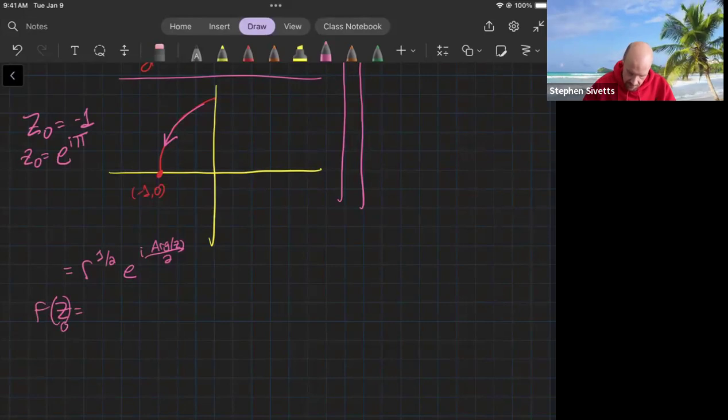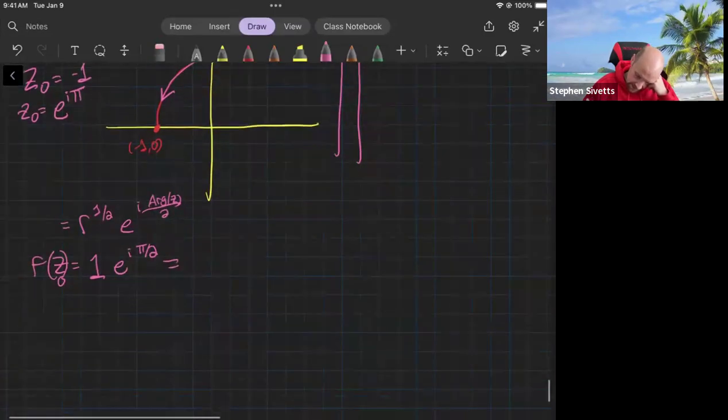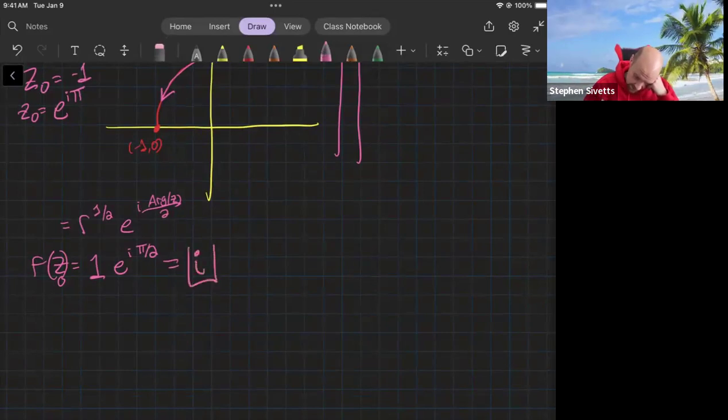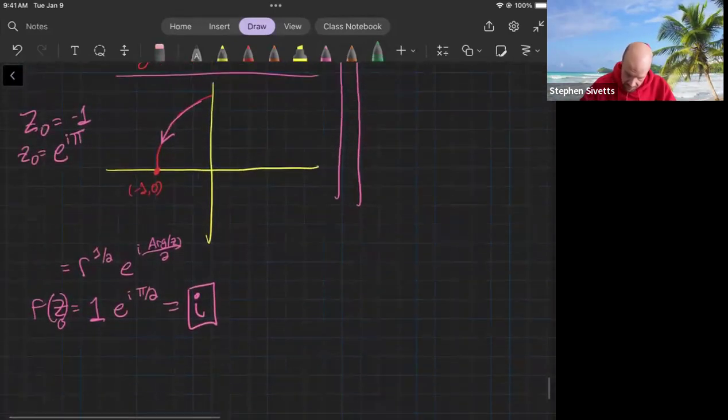So this would equal, so minus pi to pi. So this would equal 1 times e to the i pi over 2. Okay, so f of z naught will correspond to that point. So that means this would be minus i. I'm sorry, at i. Okay, cosine of pi over 2 is 0, sine of pi over 2 is 1. So it will constitute this point i in the w plane. Okay, so it will correspond to this point here.